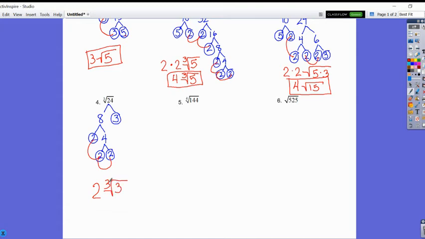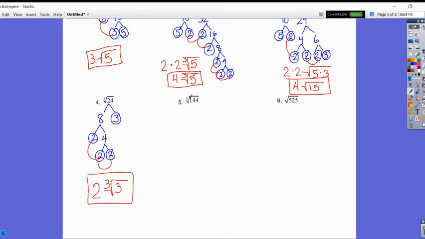And don't forget your index. It was a cube root, so you've got to indicate that cube root to us so that we understand the value outside had occurred 3 times over in the factor tree. 2 times the cube root of 3 is the same as the cube root of 24.